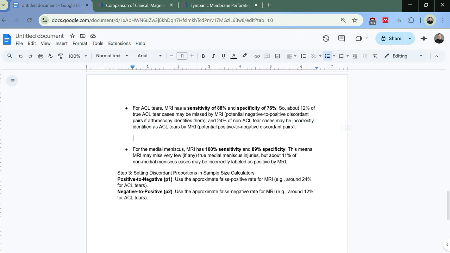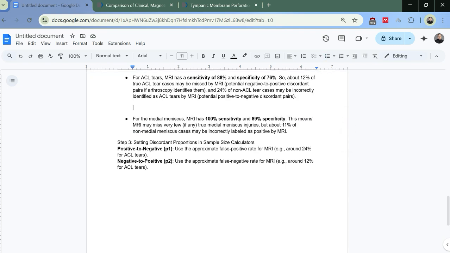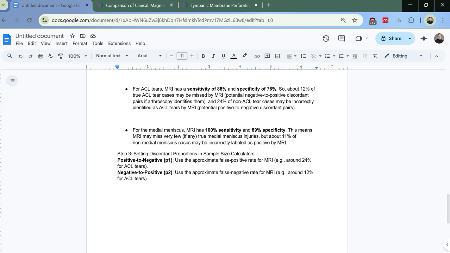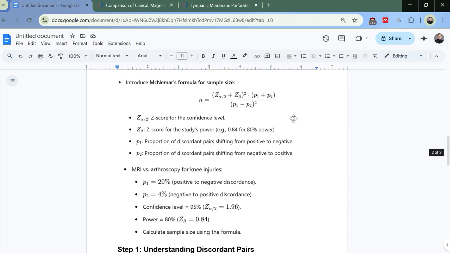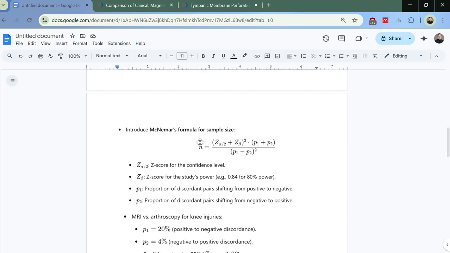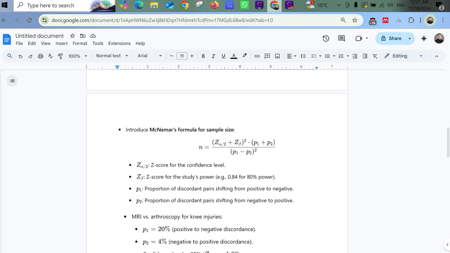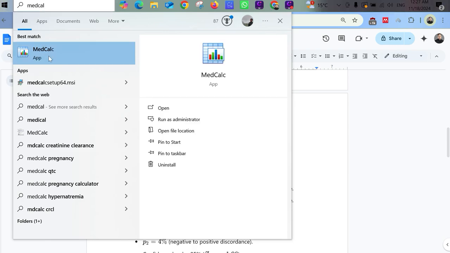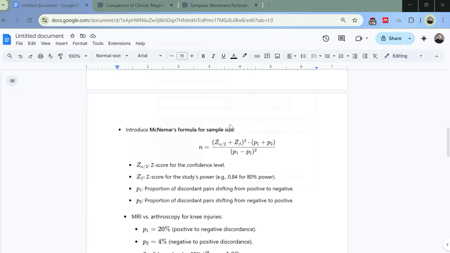So you have to take the values this way. P1, which means positive to negative, you have to take as this value, 24%, and for the negative to positive discordant, P2, you have to take 12%. Either you can put those values in this formula and calculate the sample size, or there's a calculator called MedCalc. I've already installed this app and I'm using the free version.